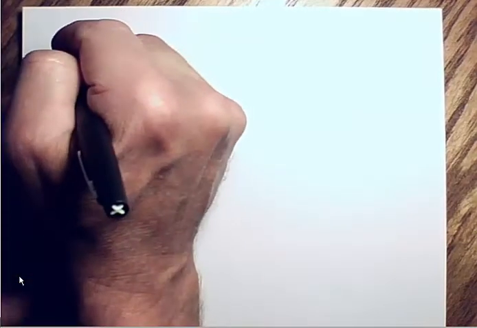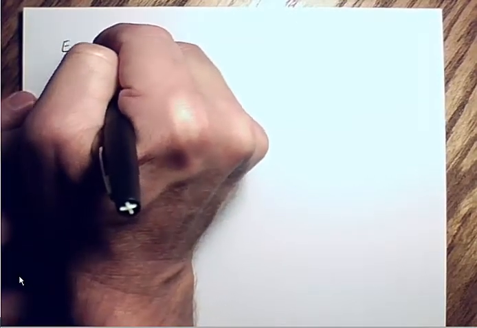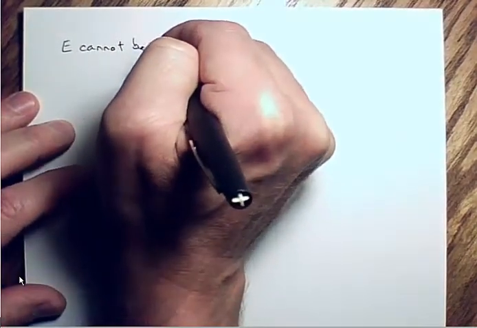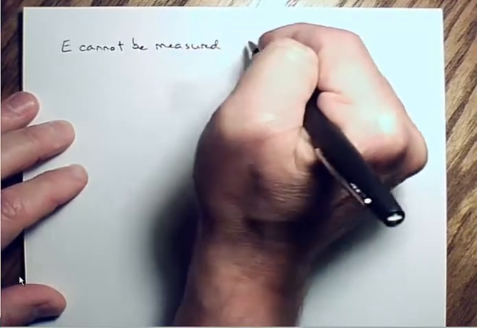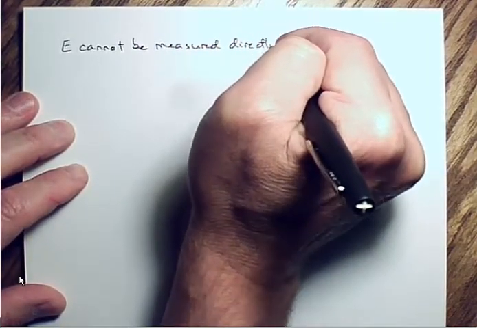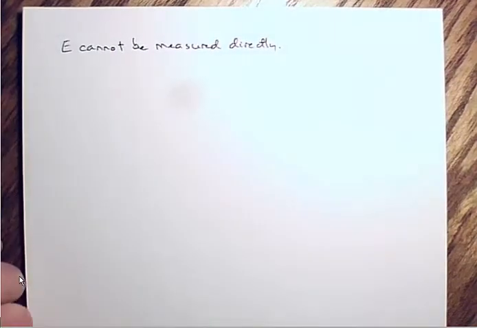Now, you need to know that energy cannot be measured directly. Energy has to be measured indirectly. What we have to do is measure an exchange of energy through work, or through some other means, to figure out what the energy was.